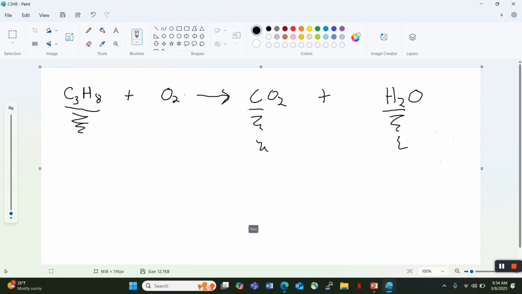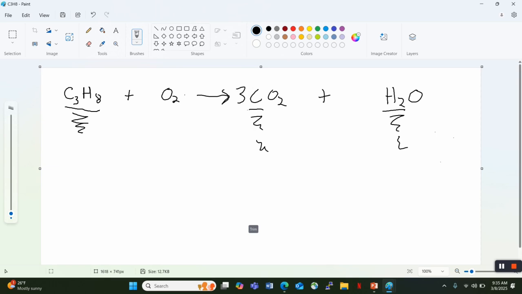And then we can adjust the coefficient on our diatomic oxygen to account for whatever discrepancy we create. So we have three carbons on the left-hand side of our equation, which means we should also have three carbons on the right-hand side. I'm going to multiply this species by 3.